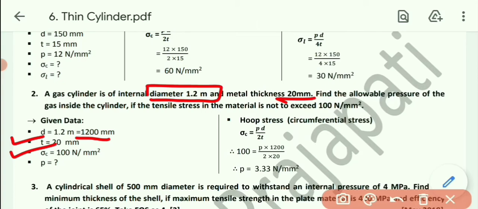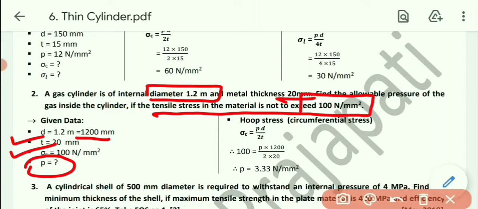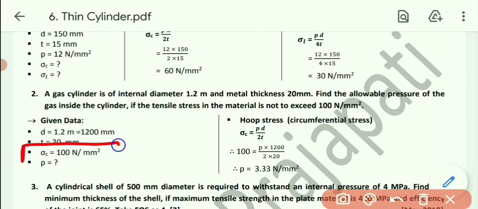Thickness stands for 20 mm. Find allowable pressure inside the gas, so ultimately we will calculate pressure. The tensile stress in the material is given, that is 100 Newton per mm square. Now this tensile stress, as we have already seen in the theory, whenever it is subjected to internal pressure, circumferential stresses will be there. So tensile stress means sigma c, or we can say hoop stress, 100 Newton per mm square. Now sigma c, thickness and diameter are given to us, we need to calculate P. In this kind of sum, since sigma c is given, let's first of all put down the equation of sigma c.